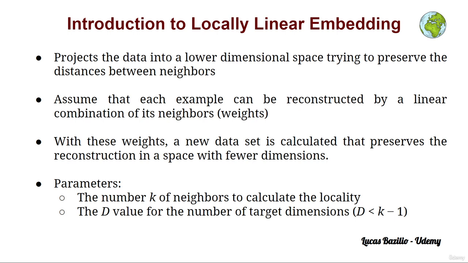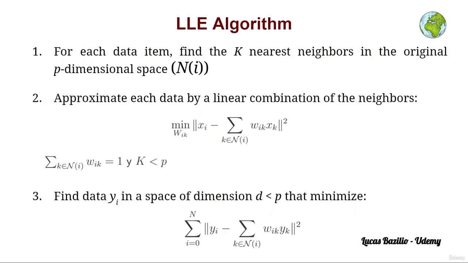So for each data, we'll calculate the neighbors. We have here as an argument this value k, and also the number for the desired dimensions. And the way that we do this is the following. First, for each instance in the data set, we are going to find the first k nearest neighbors in the original dimensional space. This is basically the original dimensions that we have on this data set.